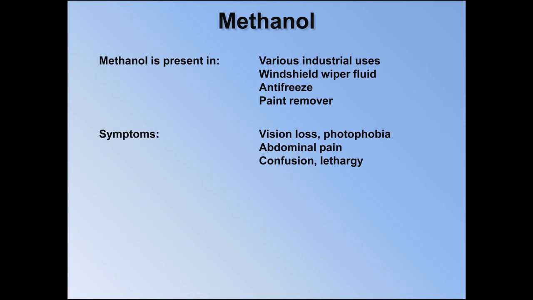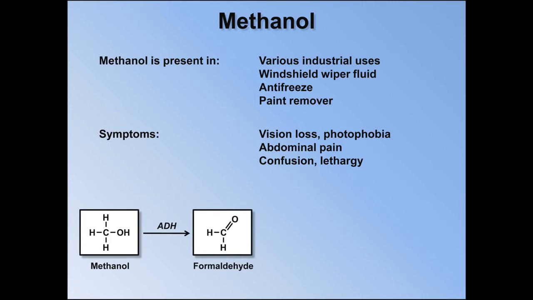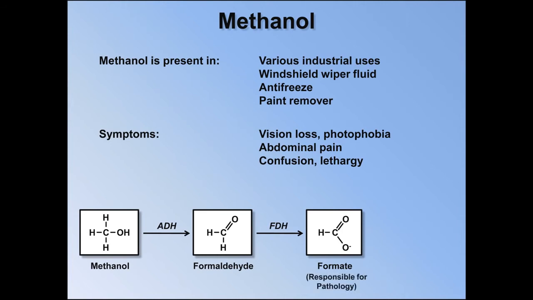To briefly summarize the metabolism of methanol, it first undergoes oxidation to formaldehyde with assistance from alcohol dehydrogenase. The next step in the metabolism is further oxidation to formate or formic acid under regulation of the enzyme formaldehyde dehydrogenase. It is formic acid that is actually responsible for the increased anion gap acidosis, as well as all of the pathology that methanol toxicity causes. Finally, formic acid is broken down into carbon dioxide and water, a reaction which requires the presence of tetrahydrofolate.